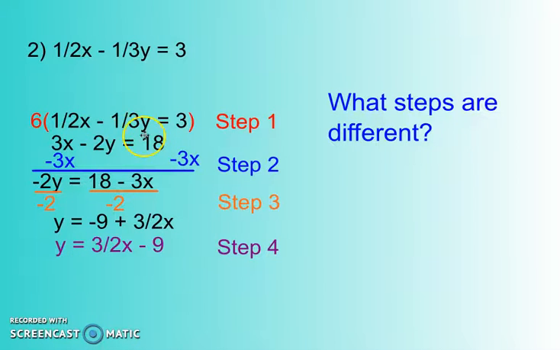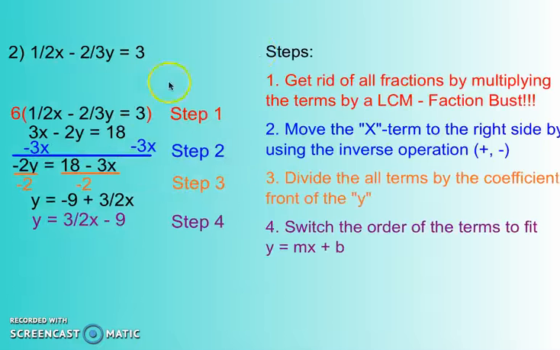So the other steps remain the same. It's just I had to get rid of the fractions. And so if you look at our steps, now the only thing we added was step number 1. We got rid of all the fractions by fraction busting them. We found a least common multiple and multiplied every term by that. Then the rest of the steps remain the same. So we move the x term to the right side. We divided all the terms by the coefficient that's in front of the y. And then we switch the order to fit y equals mx plus b, the slope-intercept form. Okay, so added another step, but once we did that one extra step, then everything else remained the same.